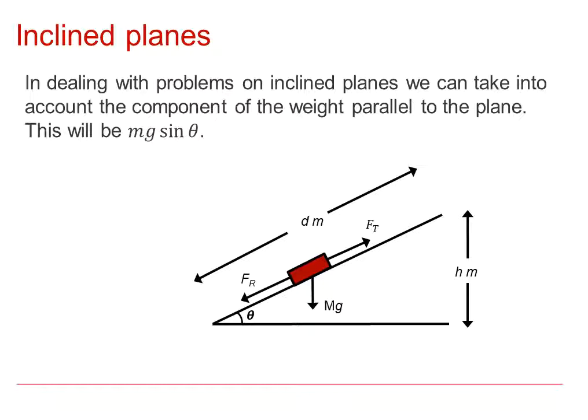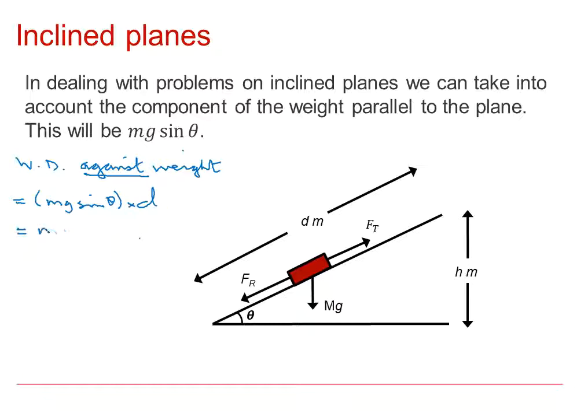In dealing with problems on inclined planes, we can take into account the component of the weight parallel to the plane. This would normally be mg sine theta. Now if we think about the work done against this weight, so thinking about the work done by the pulling force against the weight, the work done against the weight will be this component mg sine theta times the distance it acts, and it acts over the distance d along the slope.